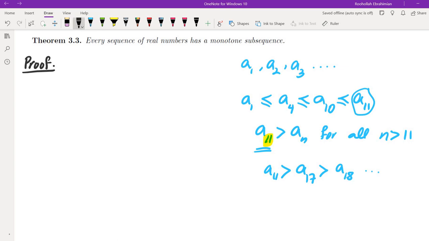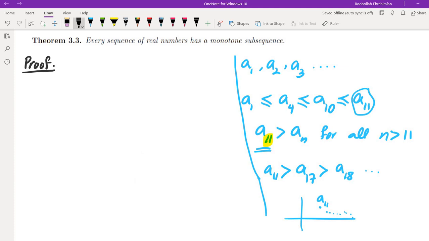So the bottom line, we need to talk about these indices like 11, the terms like a11, that are more than everything after them. So we will start with naming these terms as peak terms. These are the terms that peak and are larger than everything after. So a11 is here, and if you look at the graph, everything after that is less than a11. All of the terms after that are less than a11. So let's call these peak terms.